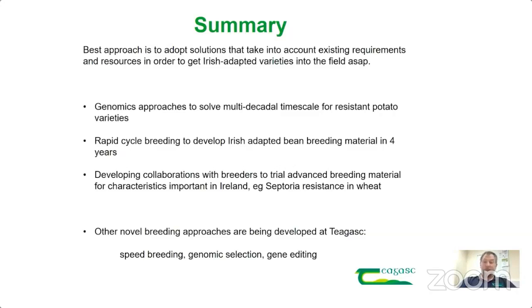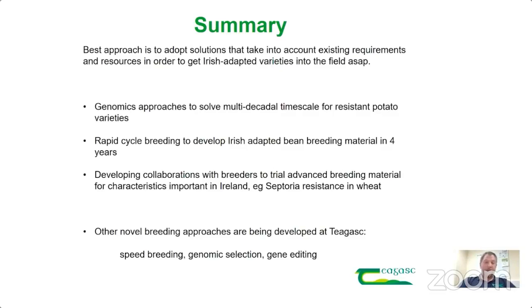In situations where we don't have a breeding program, such as in beans, we can create the conditions for subsequent improvement efforts by a concentrated burst of pre-breeding activity to produce breeding material that brings us closer to the ideal variety. And finally, as I talked about for wheat, developing these mutually beneficial collaborations with commercial breeders to work on important traits for Ireland in pre-varietal material is a really promising avenue which we hope to expand on.